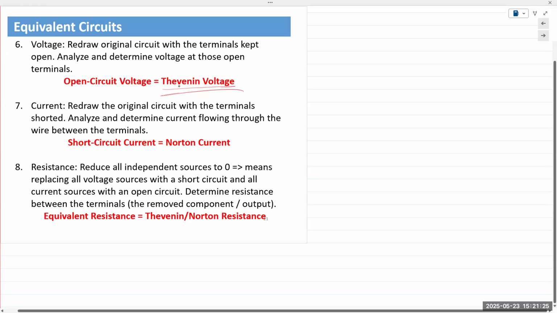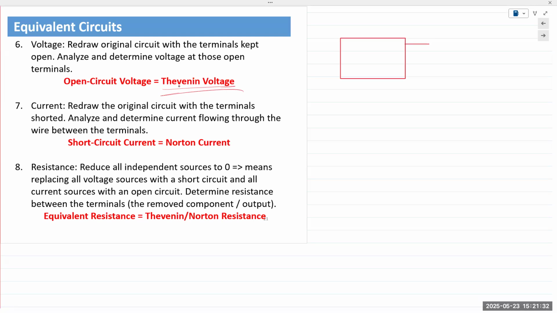That is all. So we'd have a circuit, and we have our terminals of analysis. Those terminals are open. If they're open and we measure the voltage, it is known as the open circuit voltage VOC. And that open circuit voltage VOC is the Thevenin voltage. So VTH is VOC, simply measured at those open terminals.